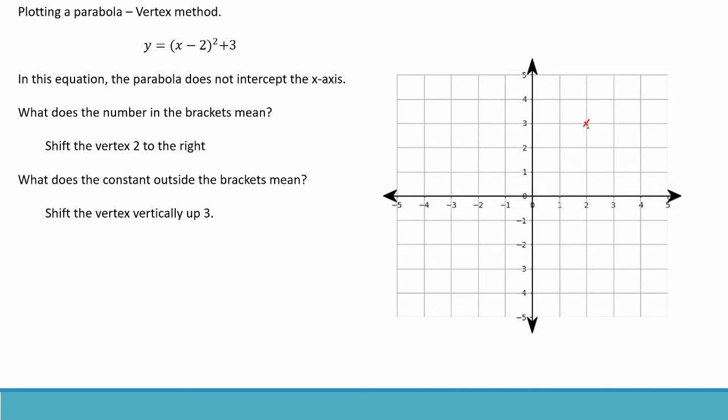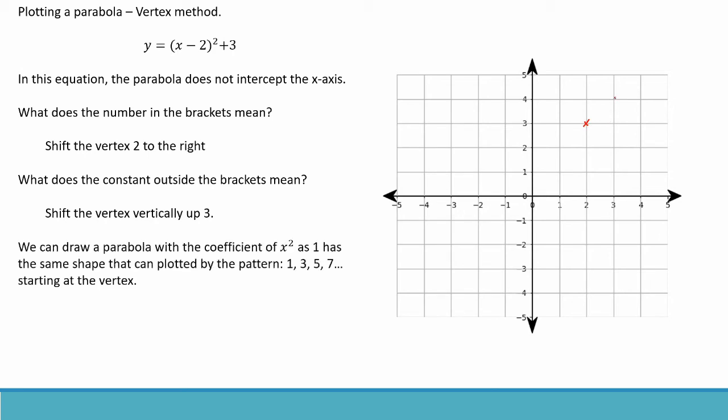From there, if we have no number in front of the brackets, so there's no stretch on the parabola, we just follow the usual pattern for a parabola, which is 1 across and then 1 up, and then 1 across and 3 up, and then 1 across, 5 up, 1 across, 7, and so on, starting at the vertex. If, however, we had a negative in front of our equation, then of course it's the same pattern, 1, 3, 5, 7, but it's going to go down.